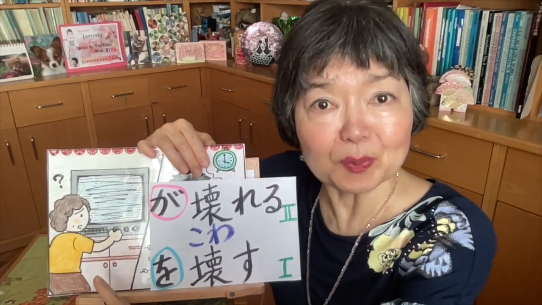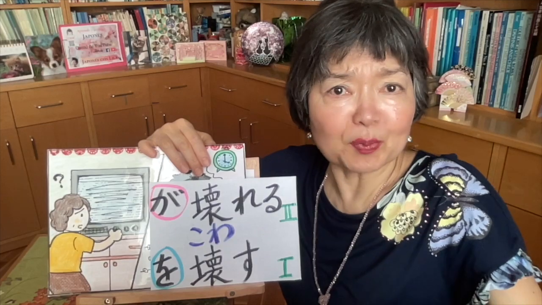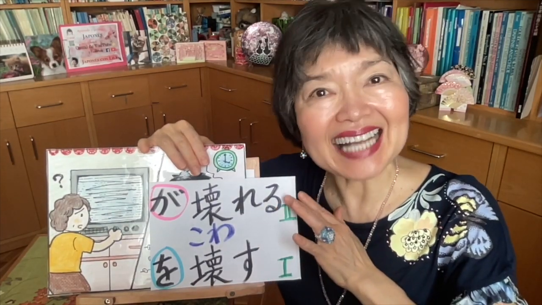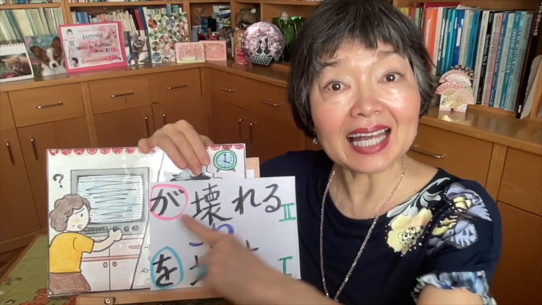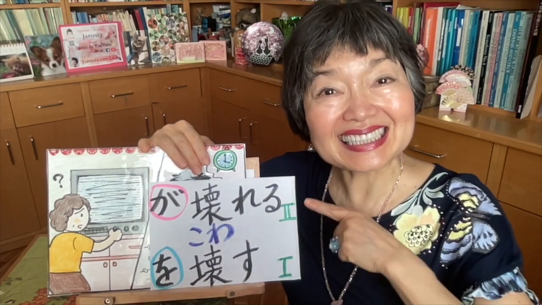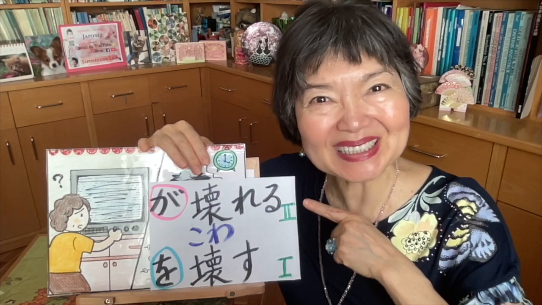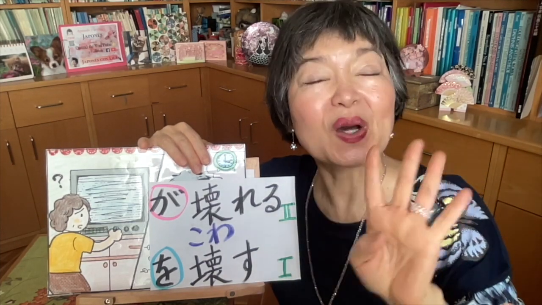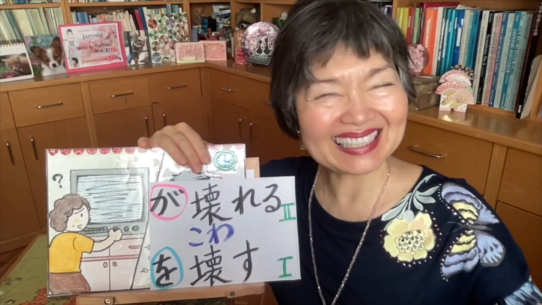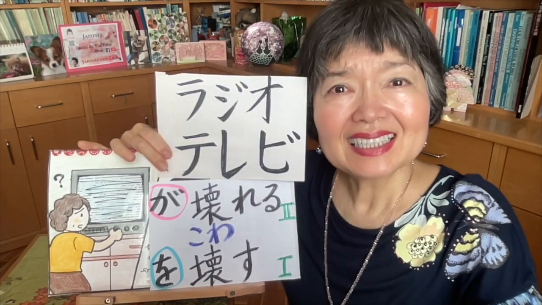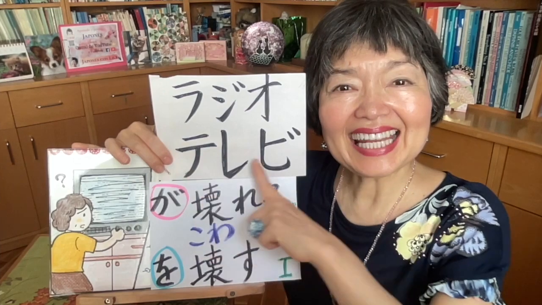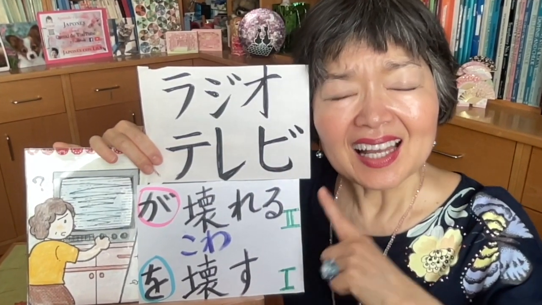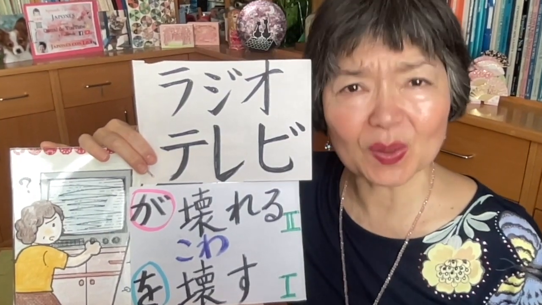Oh, TV is broken. But she didn't break anything, the TV is broken by itself. So in this case, we're going to use intransitive verb. Something ga koaremasu. This is second group, very easy one. Koaremasu, koareru, koarete, koareta, koarenai. Oh, pity! TV is broken. Terebi ga koaremashita.